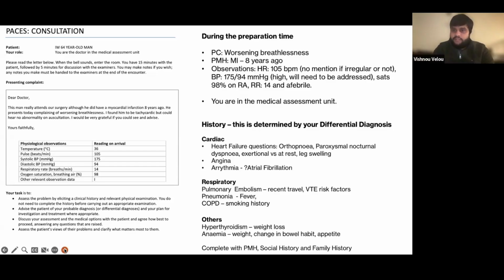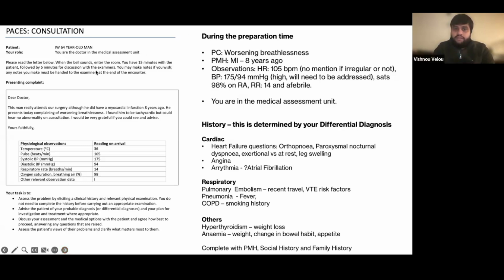Great. We're still going to listen to the chest and the heart ourselves, aren't we? "I would be very grateful if you could see and advise." Those are his observations. And at the bottom, it tells you the things that you're expected to do, which is pretty much the same every single time in each scenario. But do read it, just because sometimes it can be slightly different.